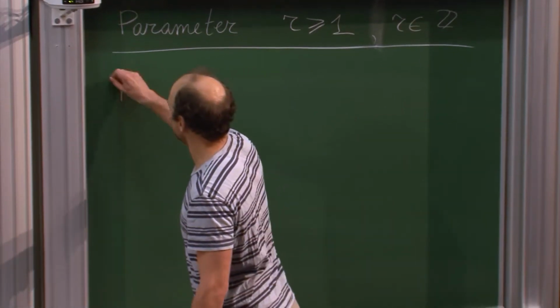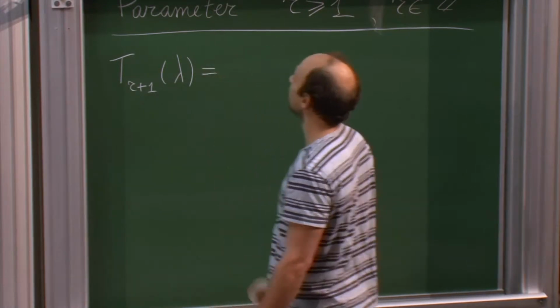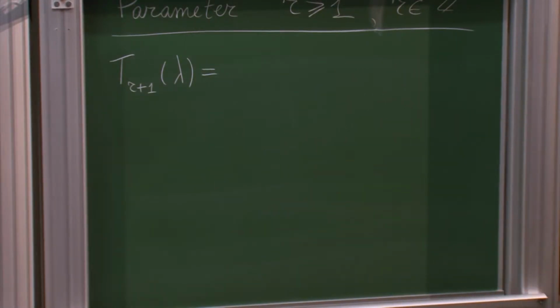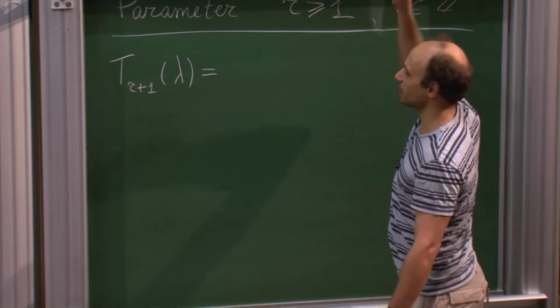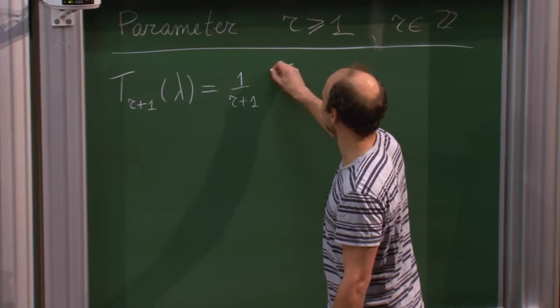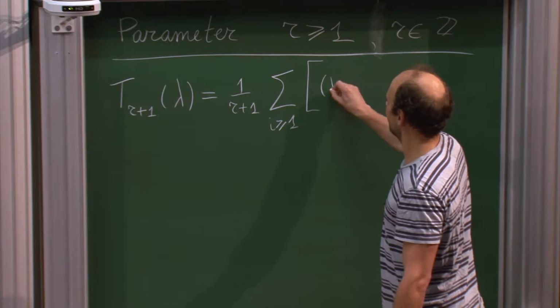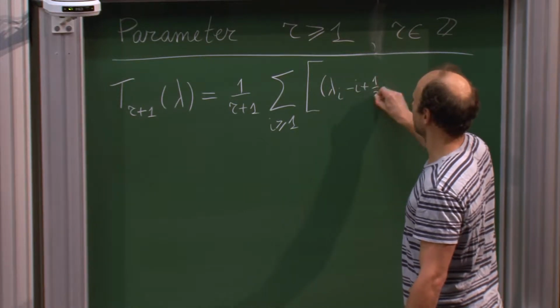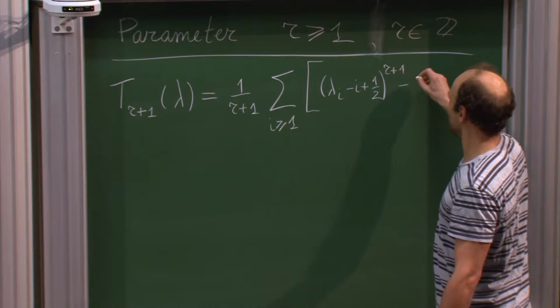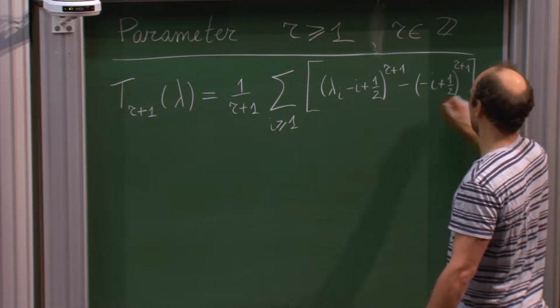So now first I have to define T r plus 1 of lambda. The recipe is very simple. Everywhere you see 2, you replace it by r plus 1. Almost everywhere. There's this 1/2 that stays 1/2. So 1 over r plus 1, sum for i greater than or equal to 1 of (lambda i minus i plus 1/2) to the power r plus 1 minus (minus i plus 1/2) to the power r plus 1.